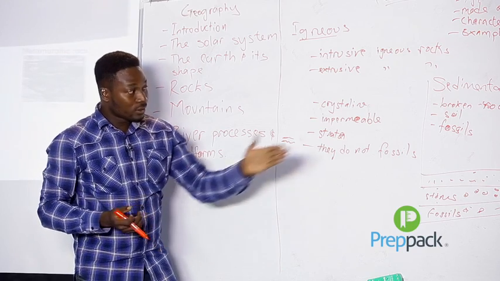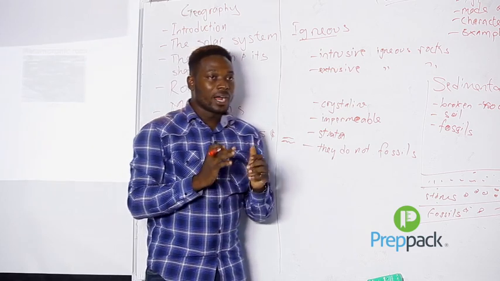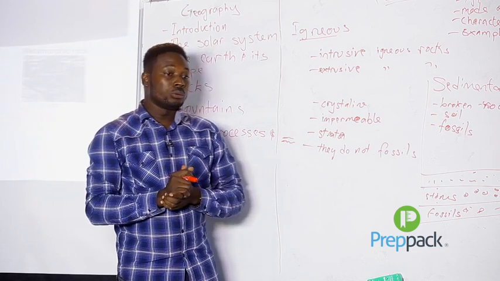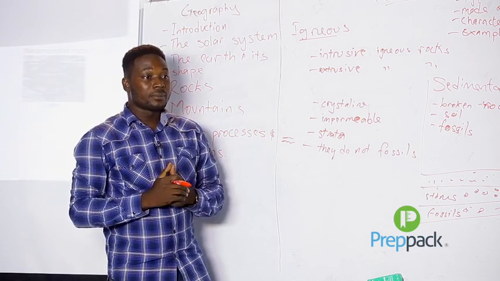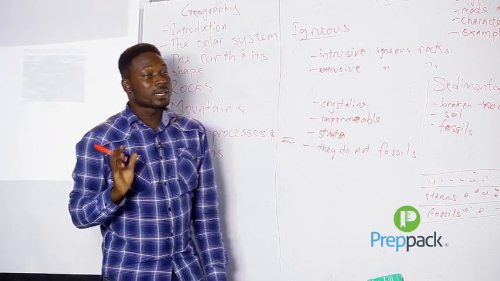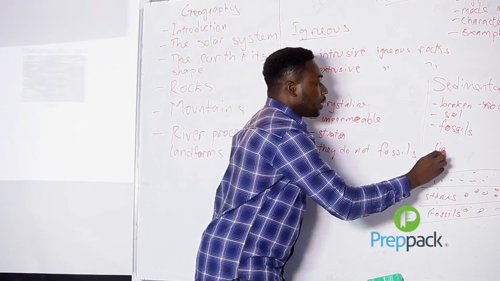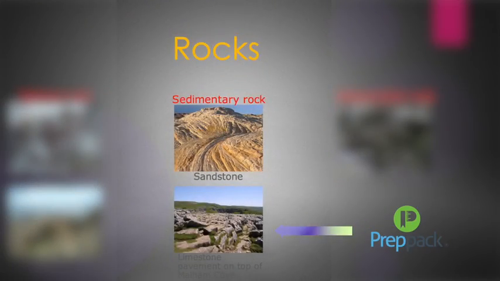And they always contain fossils. Most times, you will see a sedimentary rock will have fossils of either bones or dead remains of animals compacted together. And examples of sedimentary rock, like I said earlier, are limestone, sandstone, coal, and sometimes coal and petroleum. These are all examples of sedimentary rock.